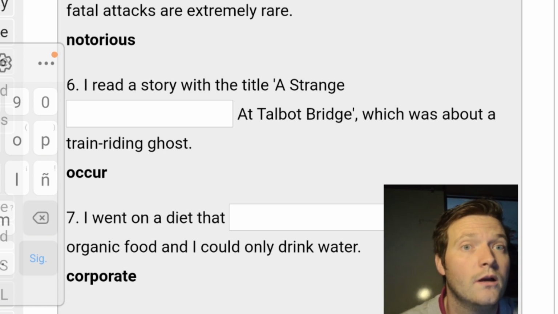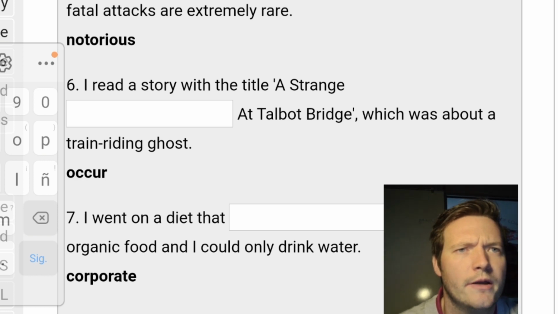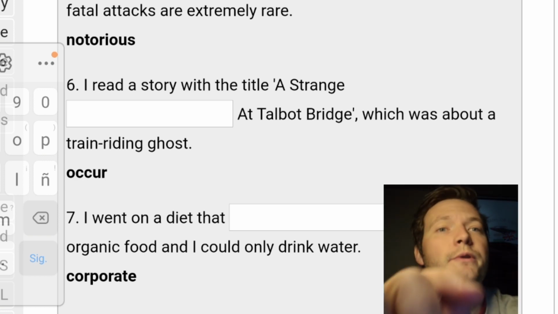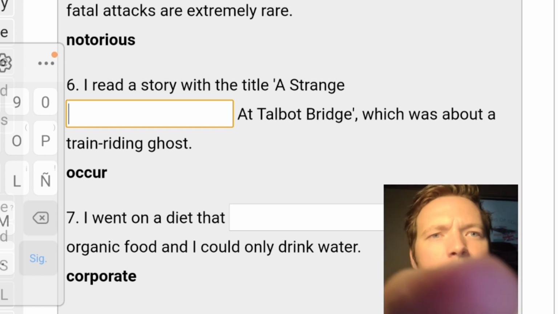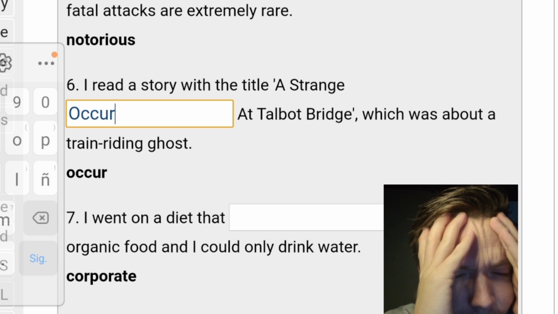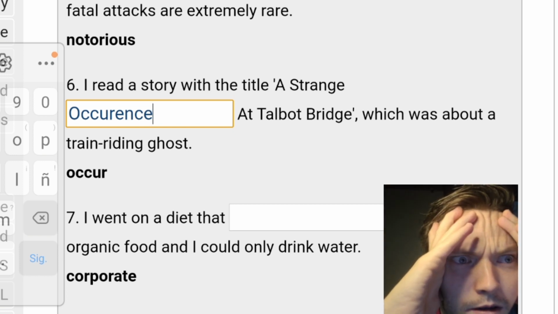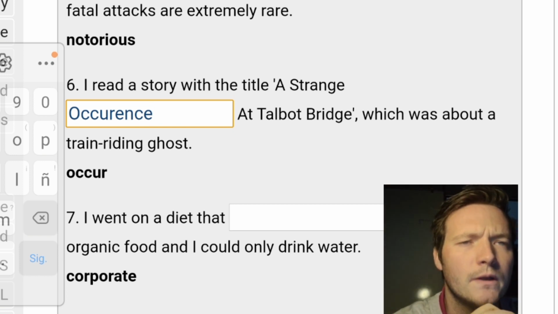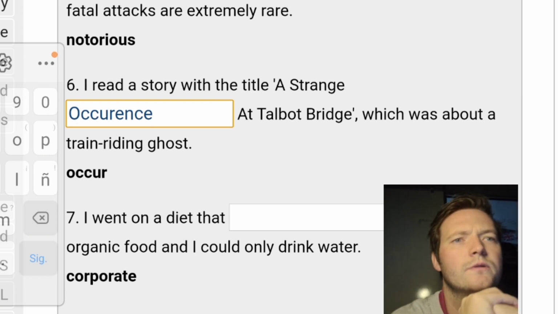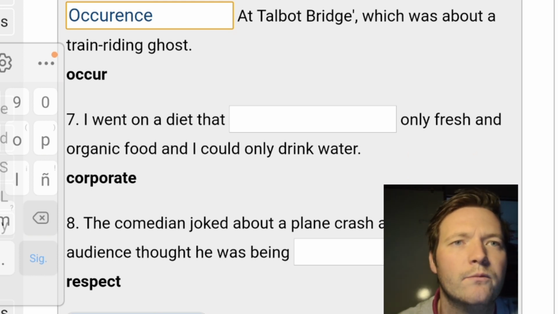I read a story with the title, A Strange Occur at Talbot Bridge, which was about a train riding ghost. A strange occurrence. No, I always get this one wrong. I always spell this one wrong. So OCCUR, and I think it's ENCE. A rare occurrence. I think. Occurrence. I think it's an E. I'm not sure if that looks right. Well, we'll find out, won't we?